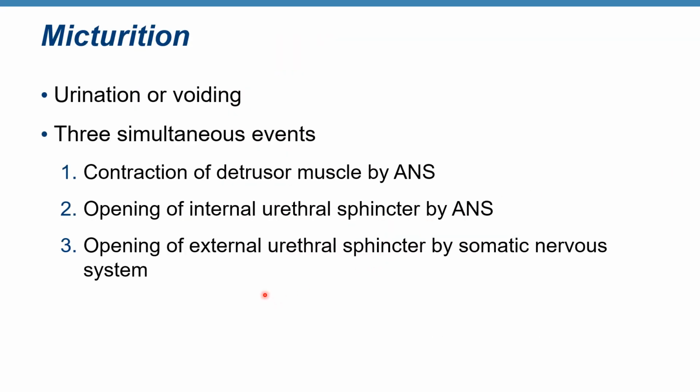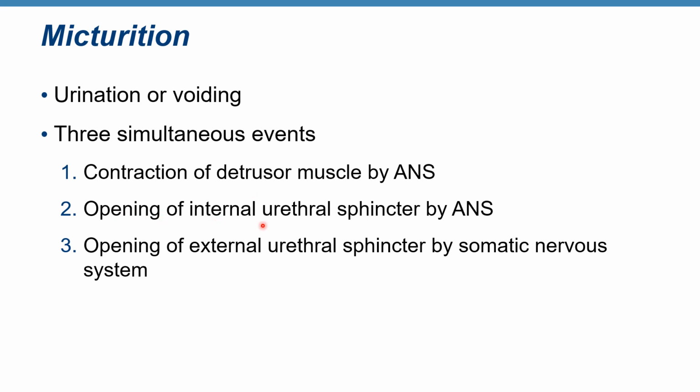And this is the last slide in this presentation. Micturition is urination or voiding. And for micturition, we have three simultaneous events. Contraction of detrusor muscle by autonomic nervous system. Detrusor is a smooth muscle of the urinary bladder.